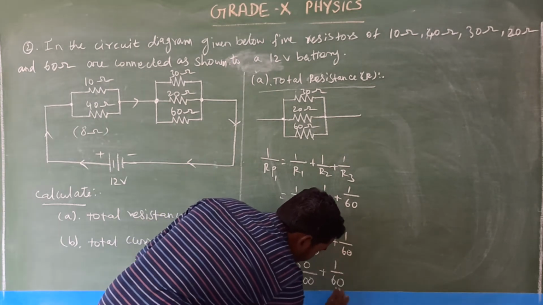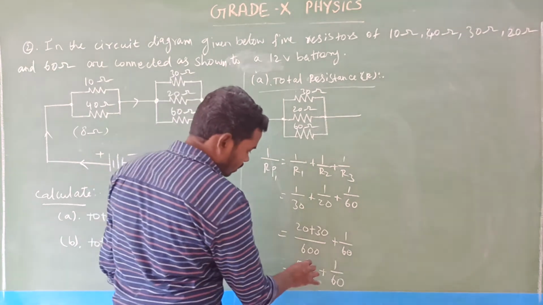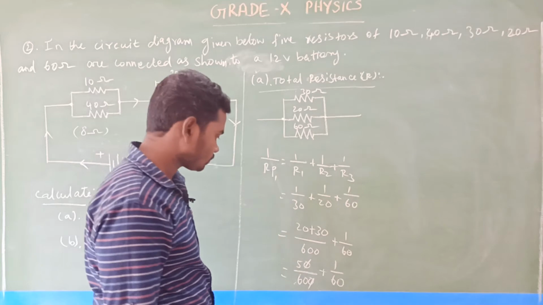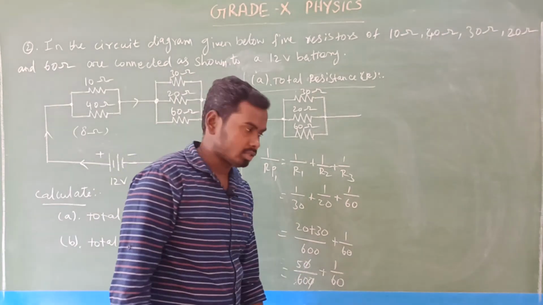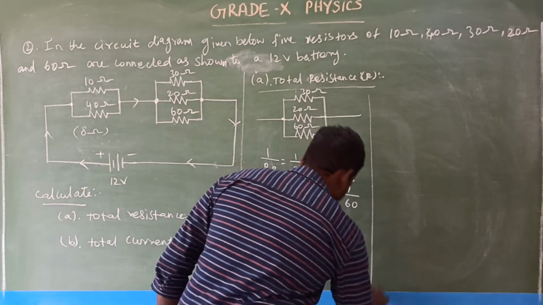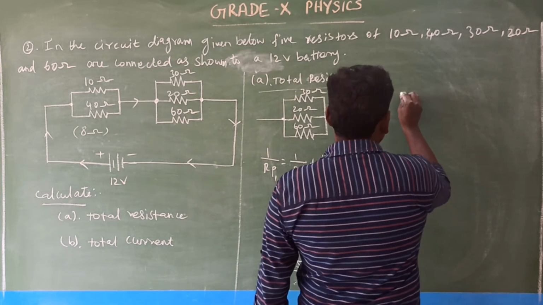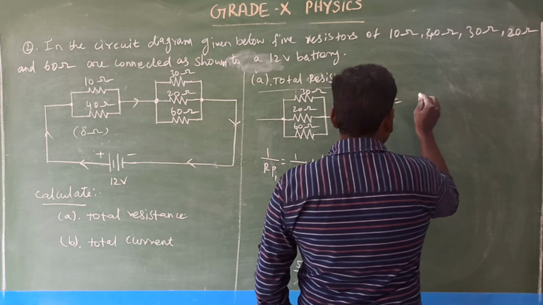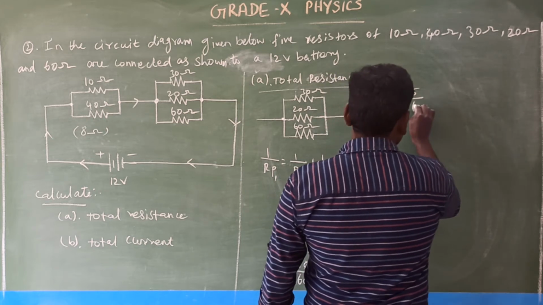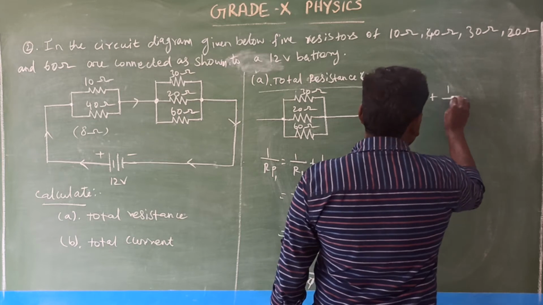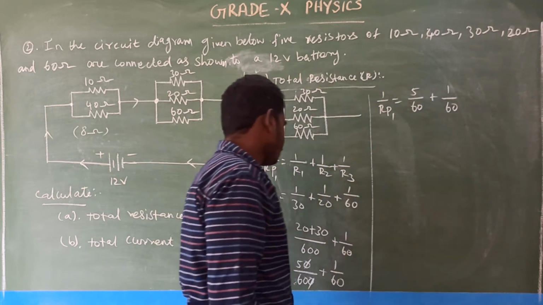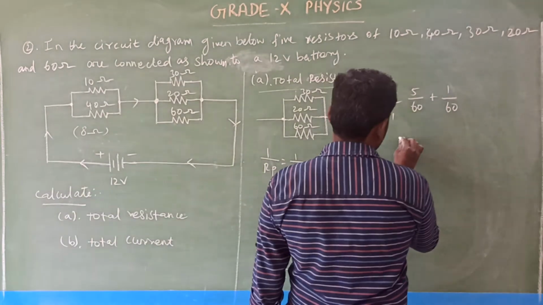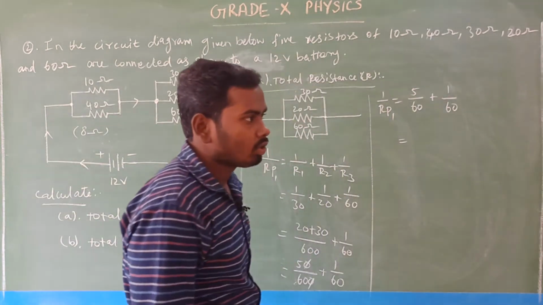1 by 60, isn't it? Yes. So 0, 0 cancel. Remaining term I will write here. So what is the value? 1 by Rp1 is equal to 5 by 60 plus 1 by 60. Am I right or wrong? Yes, 5 by 60 plus 1 by 60, isn't it? Yes. What will be the value, sir?